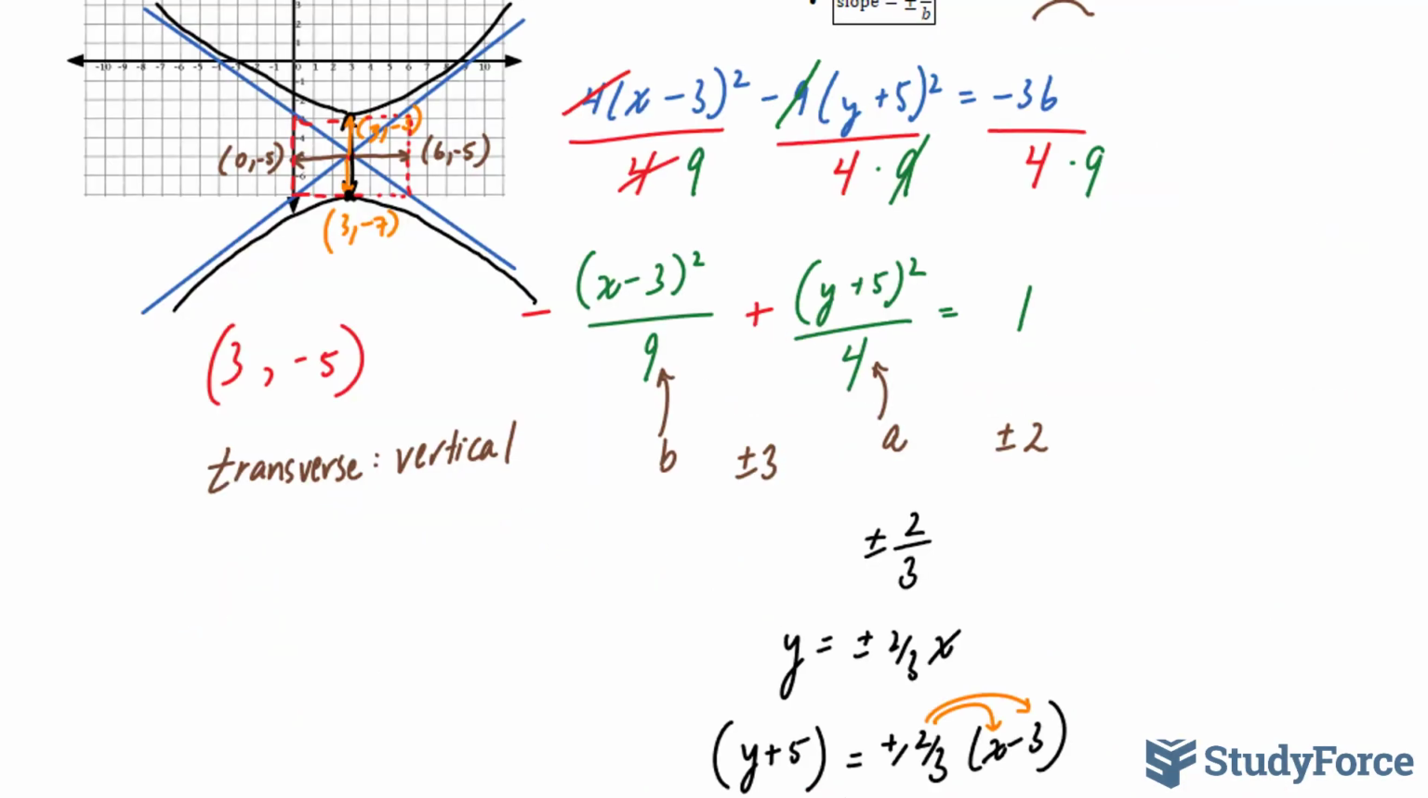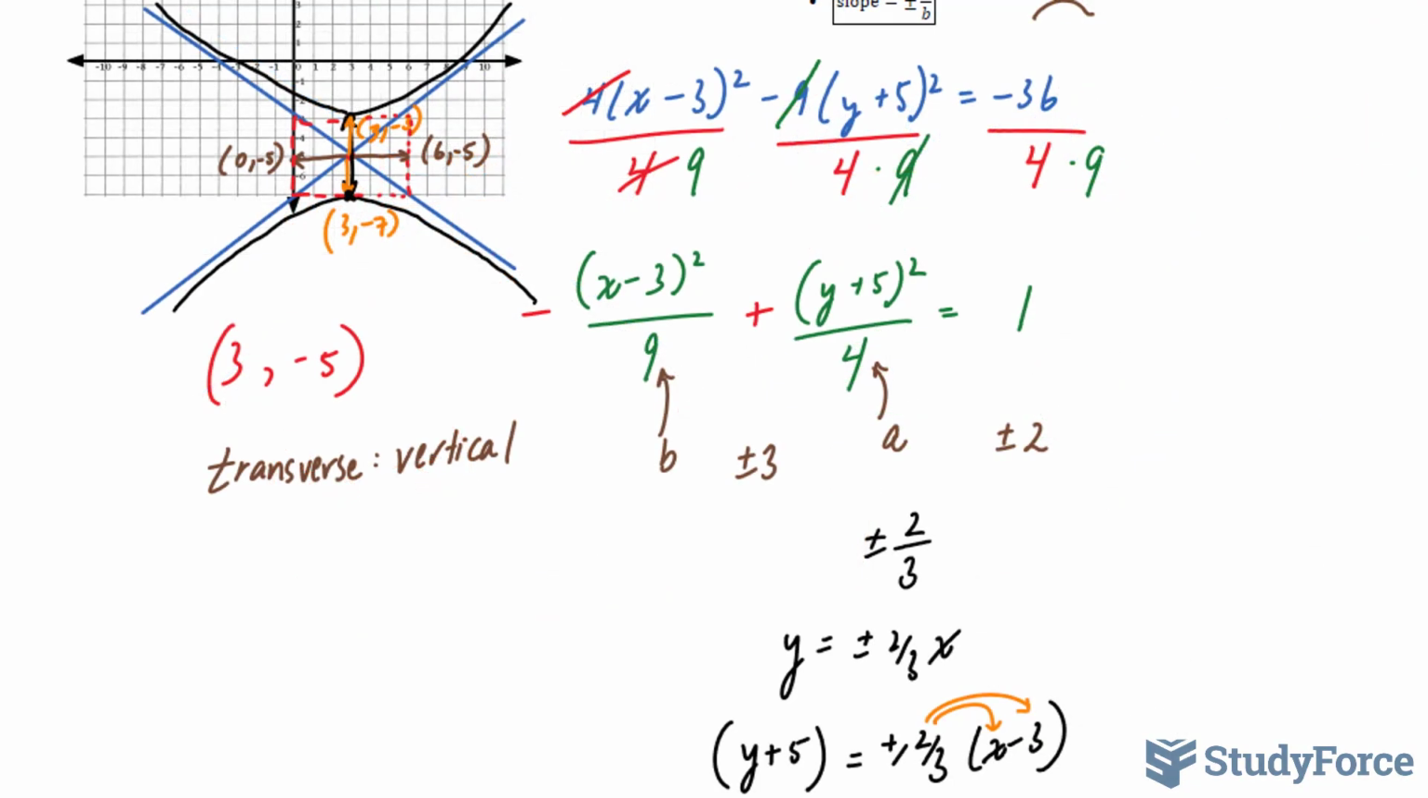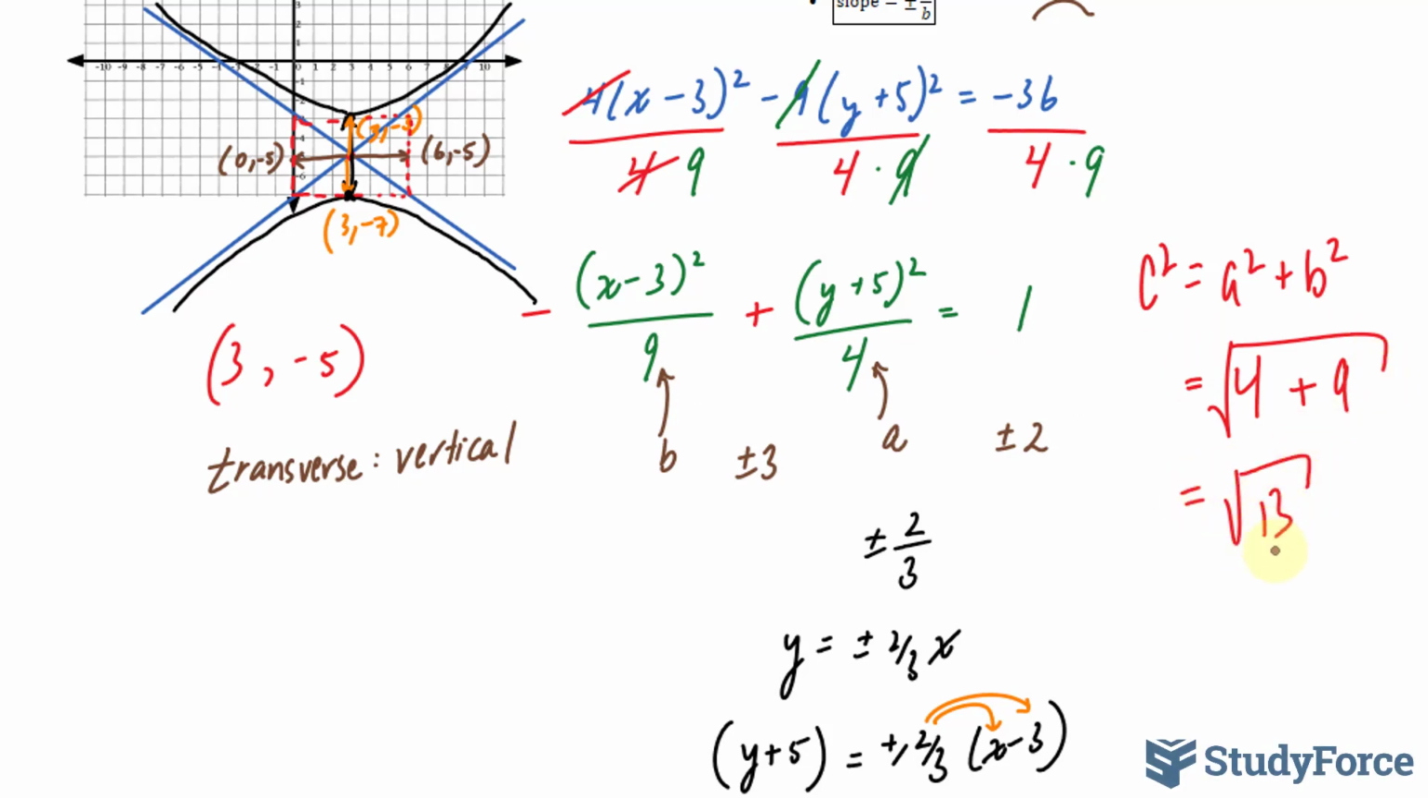Before we conclude, as a final touch, you can also find the focus points, and you're going to have two. So you'll have one focus over here in this region and one over here. To do that, we'll use the formula c squared is equal to a squared plus b squared. We already know what our a and our b are, so this won't be hard to do. We have 2 to the power of 2, that's 4. And 3 to the power of 2 is 9. So we have the square root of 13.